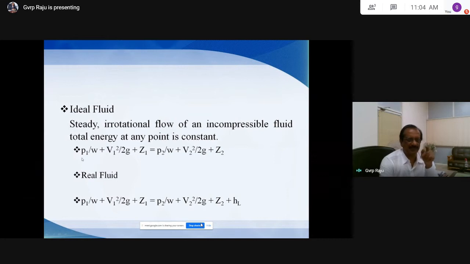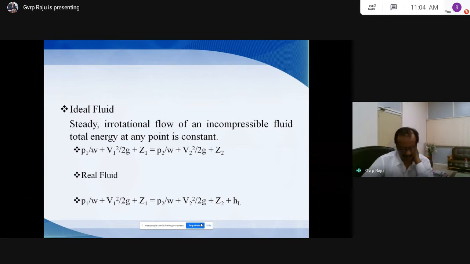An important objective-type question is to state Bernoulli's theorem, and you may get confused among options A, B, C, D. So for steady irrotational flow of an incompressible fluid, total energy at any point is constant. And the second one is total head. So the total head is the pressure head here, P1 by W, as you know from the fundamentals of the pressure chapter. This is the pressure head.